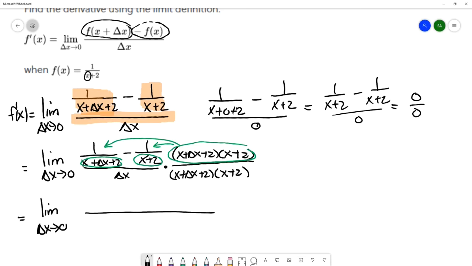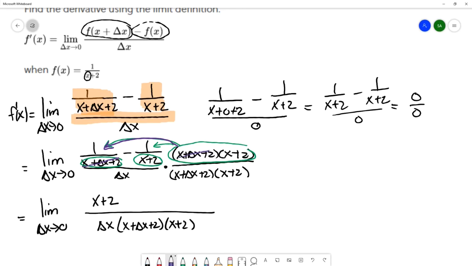So in the denominator, I'm leaving that factored form, delta x times x plus delta x plus 2 times x plus 2. In the numerator, I'll use the distributive property. And when I use the distributive property towards the first term, the x plus delta x plus 2 will cancel with this x plus delta x plus 2, and I'll only have the x plus 2.